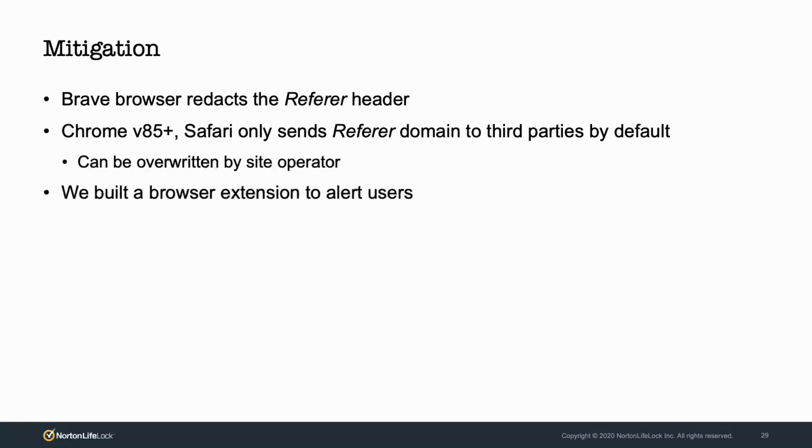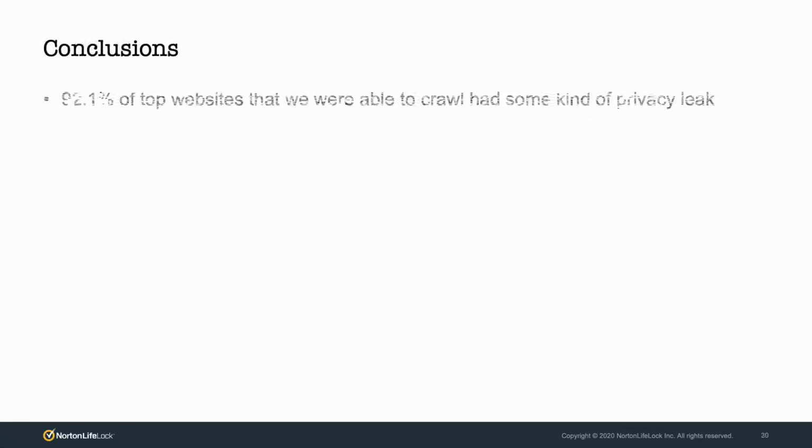In cases where this was not enough mitigation, we also built a browser extension which alerts users when a website shares their search terms with third parties. In conclusion, 92.1% of top websites that we were able to crawl had some kind of privacy leak through one of the three observed vectors, and often along multiple vectors.